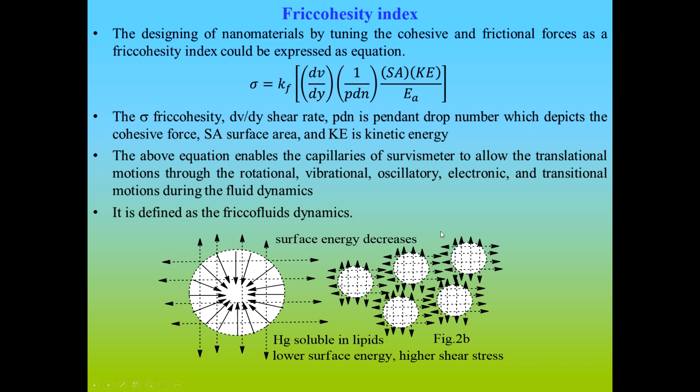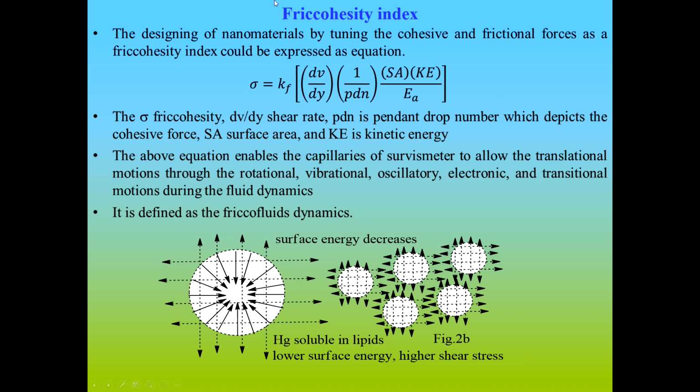Now this is a simple friccohesity index. We determine this is the friccohesity and this is the constant. And D is a shear stress, and it is also determined. And PDN are also determined. Surface area determined. Kinetic energy determined. Activation energy determined. All these are the fundamental parameters of the nanoemulsion. Their surface area is important, their kinetic energy is important, and they have the least activation energy. They are not bulk. So the activation energy of the nanoemulsion is very least. They are already hyper. They are already activated.